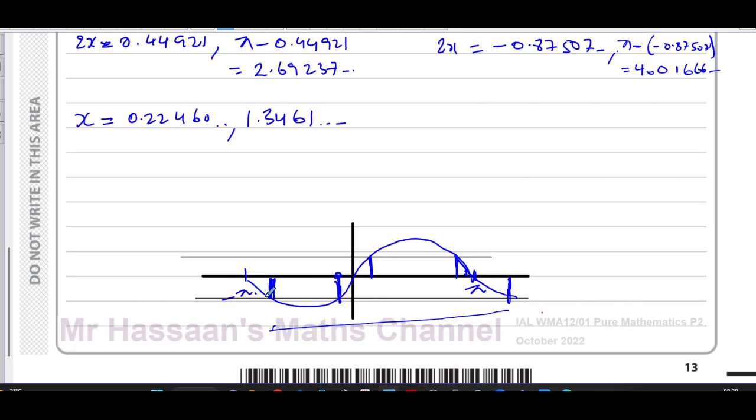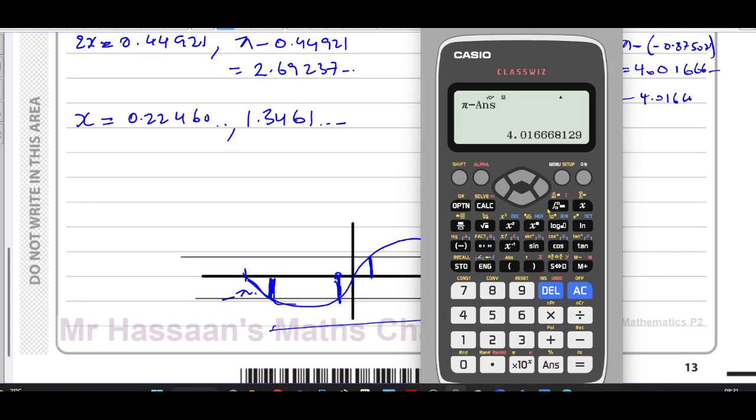repeats every 2 pi. So the curve is dropping here. The next time it drops in the same place here is going to be 2 pi away. So our answer is going to be 2 pi minus 4.01666. So we take this angle here and we do 2 pi minus this answer, and that will give us what we're looking for, 2.26665.